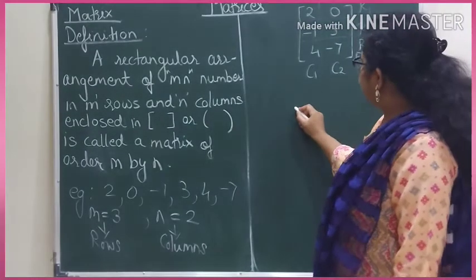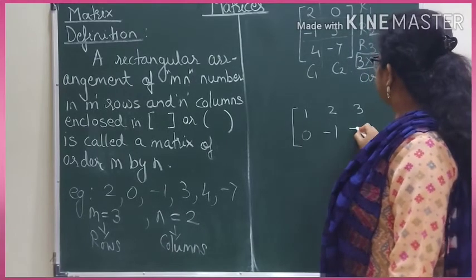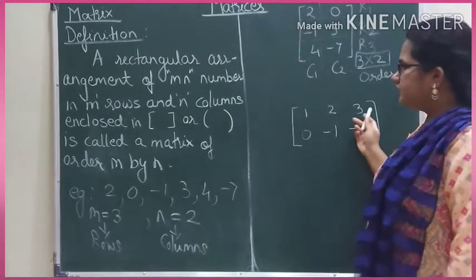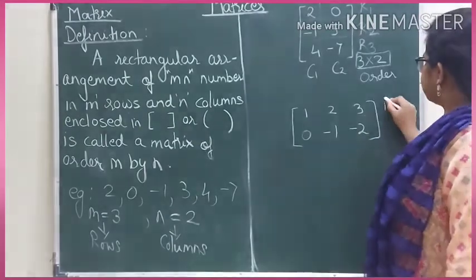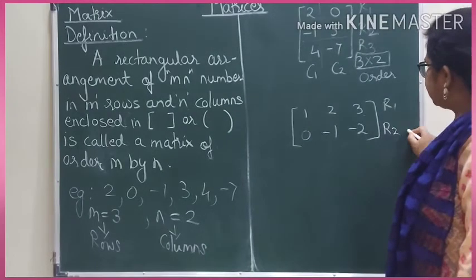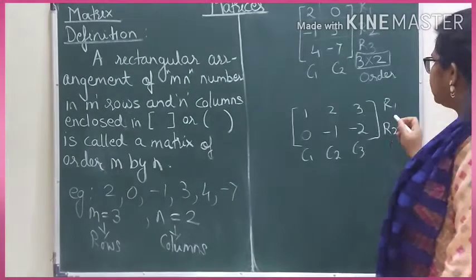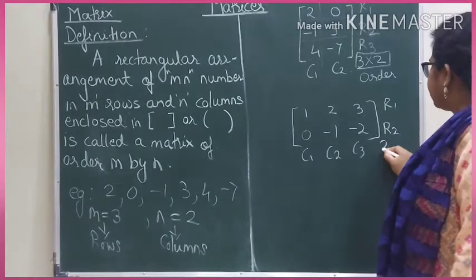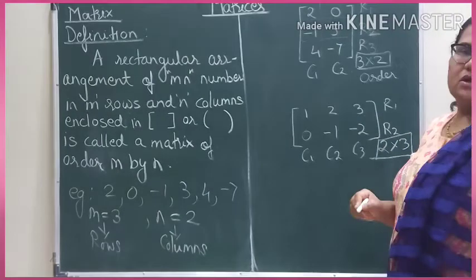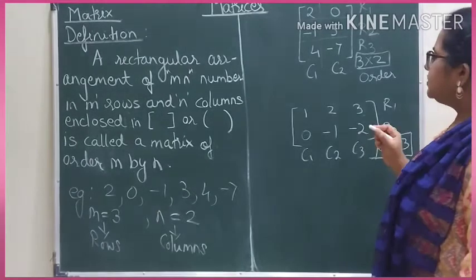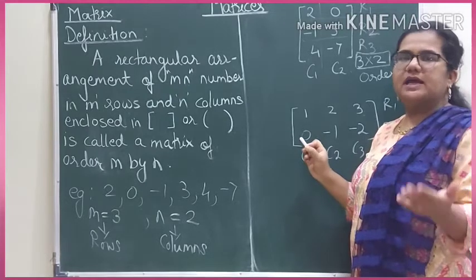Now one more example we can take. Suppose I arrange again 6 numbers, I can arrange 6 numbers in 2 rows and 3 columns. So this is my first row and this is my second row. This is my first column, second column and third column. So what will be the order of the matrix? First we write the number of rows, then we write the number of columns. So 2 by 3 is the order of this matrix. Okay, understood what is a matrix? It is a simple arrangement of numbers into rows and columns.